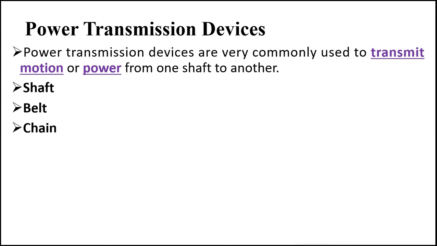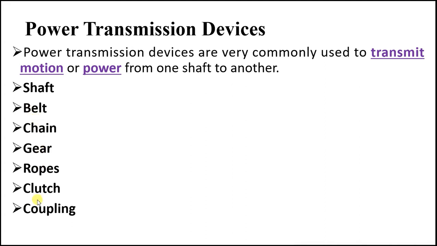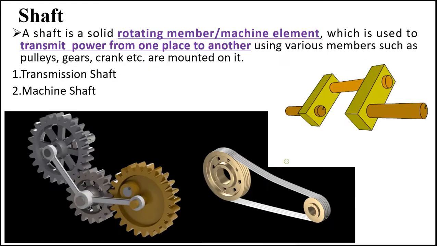Next is chain. In case of bicycles, chains are used to transmit the power from one place to another place. Gears: in heavy vehicles, gearboxes are there. You have a number of gears, you can change the speed, so gear is used to transmit the motion. Ropes are there. When you want to lift water from a well, ropes are used. Clutches are there, couplings are there. So all these, a total of 7 power transmission devices, we are going to study in this unit. So we'll start one by one.